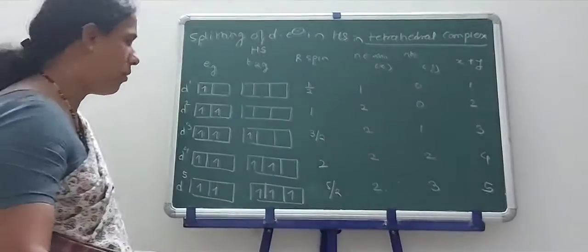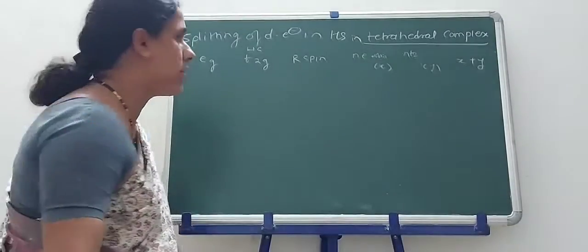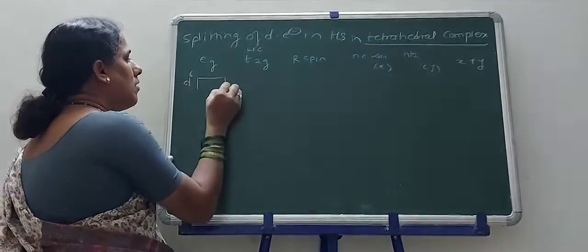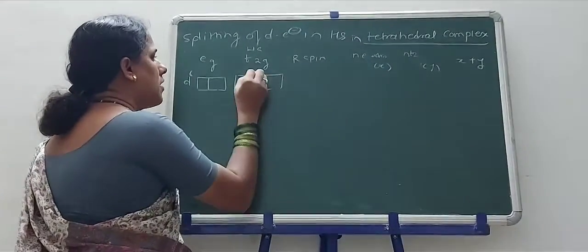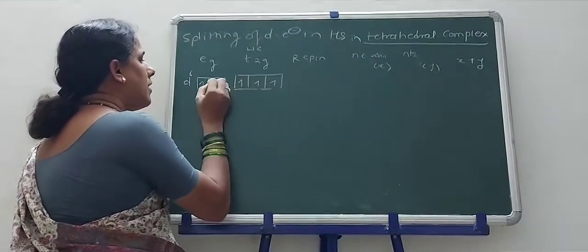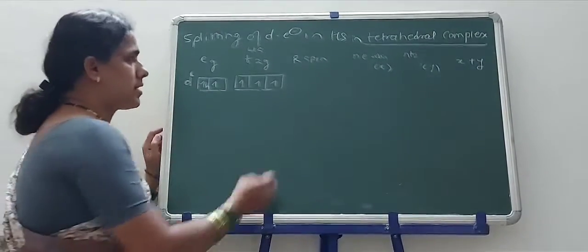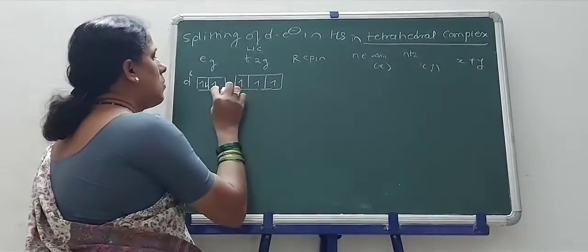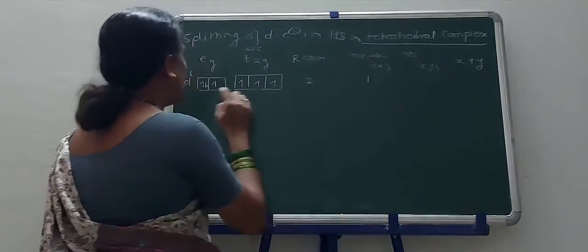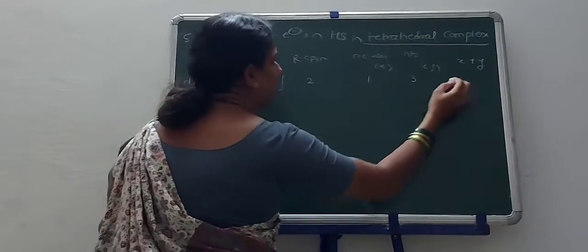Now we consider d6. In d6, how many electrons? The E orbitals we can draw here as 1, 2, and in T2, 3, 4, 5, and the pairing of electrons according to Hund's rule of maximum multiplicity makes 6. Resultant spin, how many unpaired electrons? 1, 2, 3, 4, that is equal to 2. Number of electrons in E orbitals is 2 and in T2 orbitals 2, equal to 4.